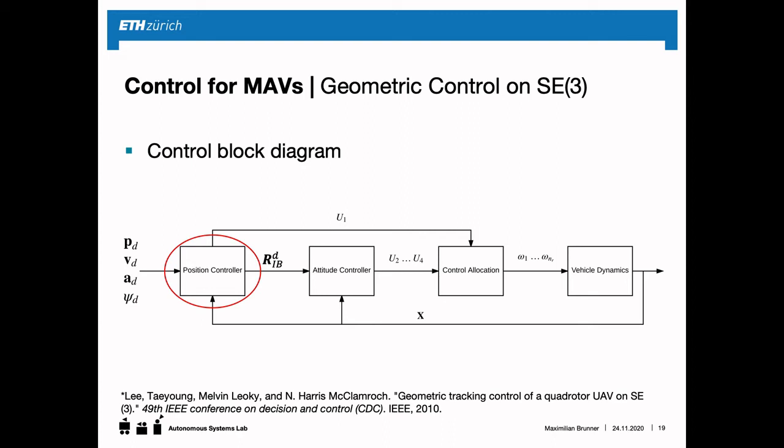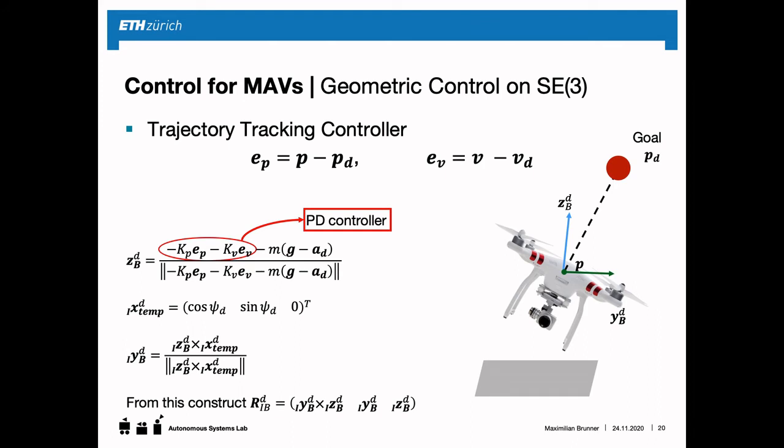So here we see the position control block, which is the leftmost block of the control block diagram that we saw in the previous slide. And what that does is that it computes the desired reference attitude, so R_IB,desired, based on some position and velocity error. So what we do is we take the current position and velocity error, and we use this in a PD controller to compute the Z vector of the desired rotation matrix R_IB,desired.